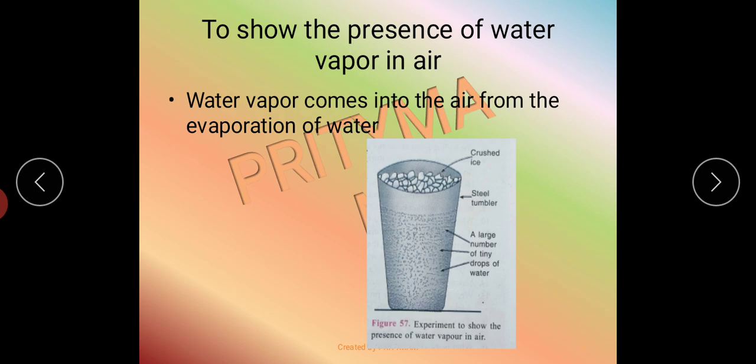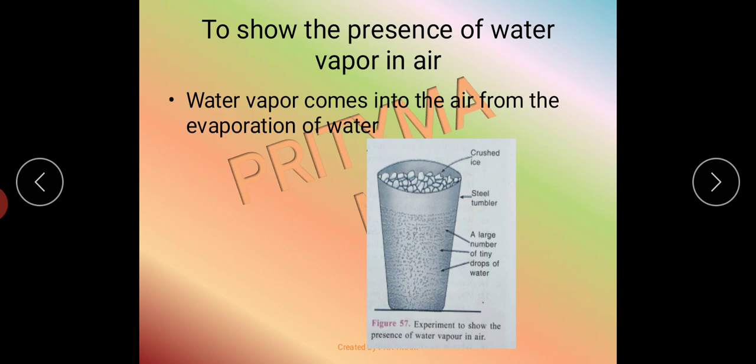All this water vapor, where does it go? It goes into the air around us. So we can now describe with an experiment that water vapor is present in the air. The presence of water vapor in the air can be shown by the experiment which is over here.